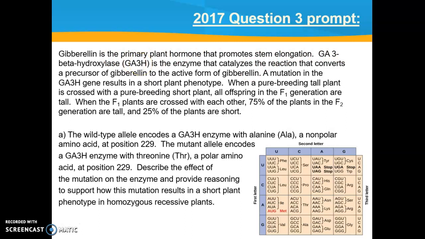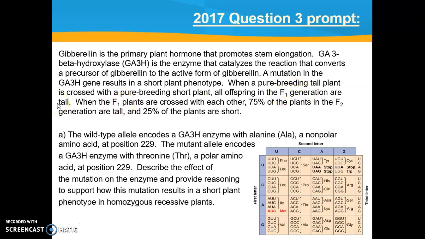They then go on to tell you that there's a mutation in this gene, so in this enzyme, that results in a short plant phenotype. So that enzyme is no longer functioning. They then go on and talk about a Mendel experiment, a monohybrid cross, and we see that by breeding a short plant with a tall plant, all the F1 are tall.